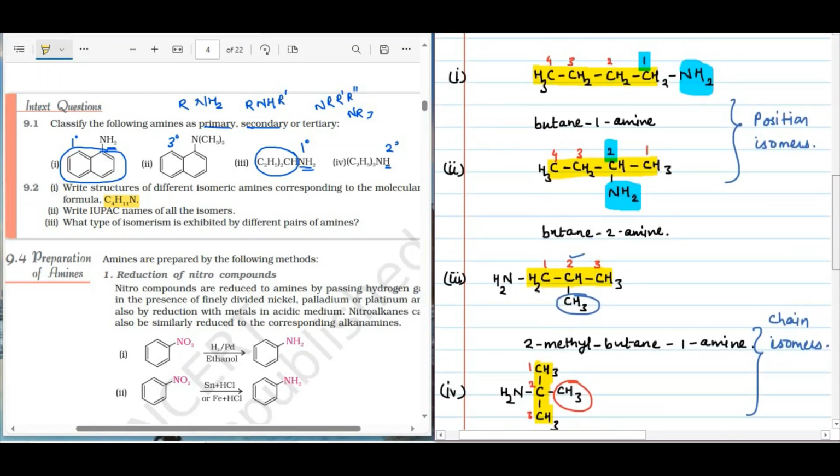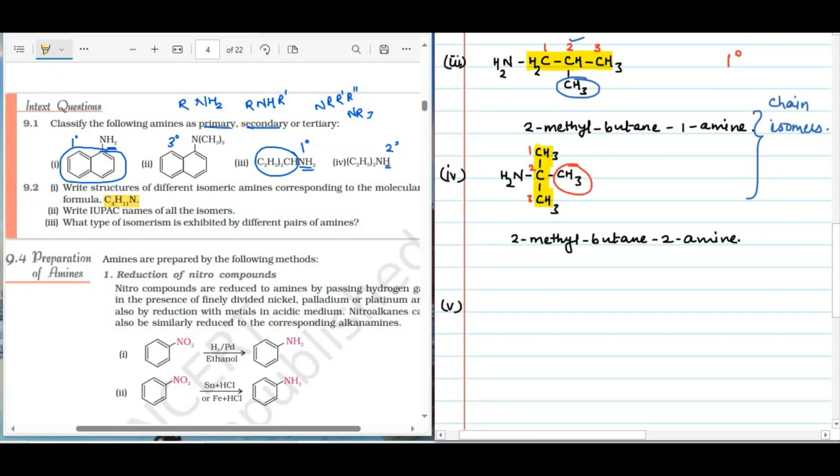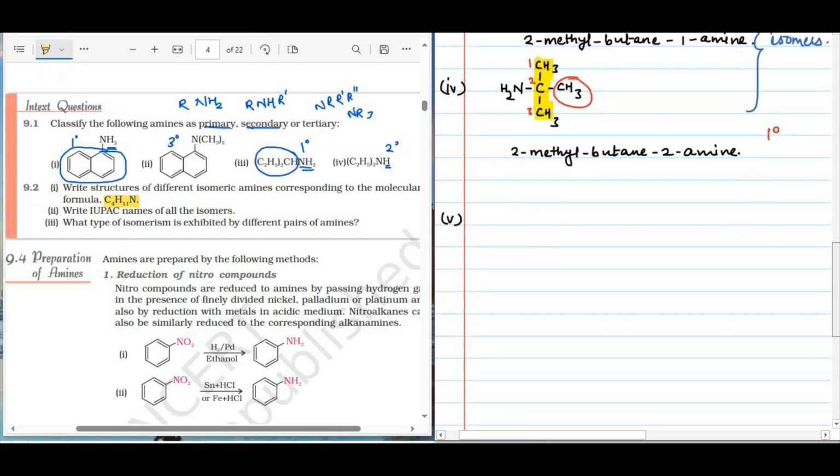Here these 4 are the primary amines, because one of the hydrogens of ammonia is replaced with an alkyl group. So this was also a primary amine. This isomer is also a primary amine. The third isomer is also a primary amine. And the fourth one is also a primary amine.